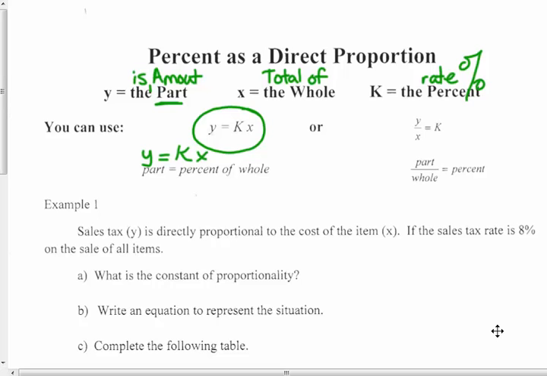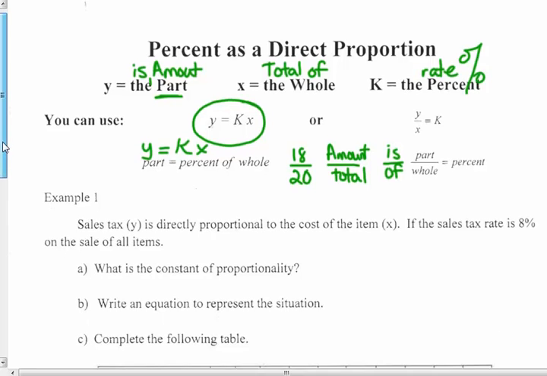Y equals the part equals the percent of the whole. A part of something is a percent of a whole of something. That makes sense. Or you could say the part over the whole, or the is over the of that we saw yesterday, is the percent. Or the amount over the total. So if you got 18 out of 20 total questions correct, you got 90% of them correct.